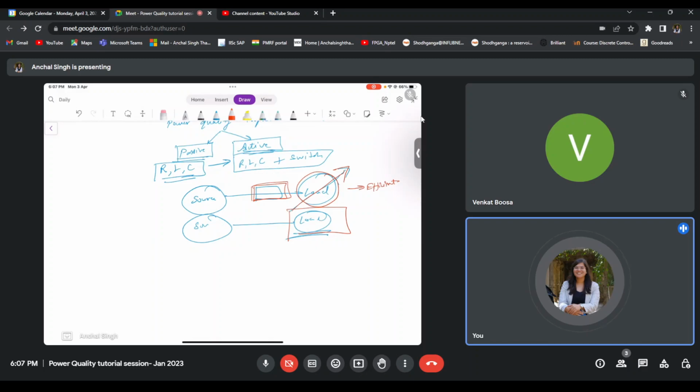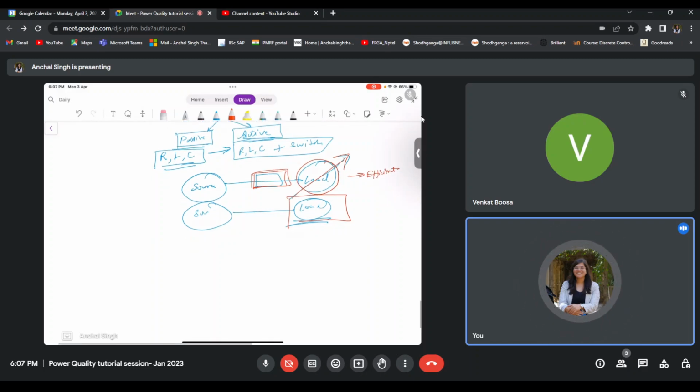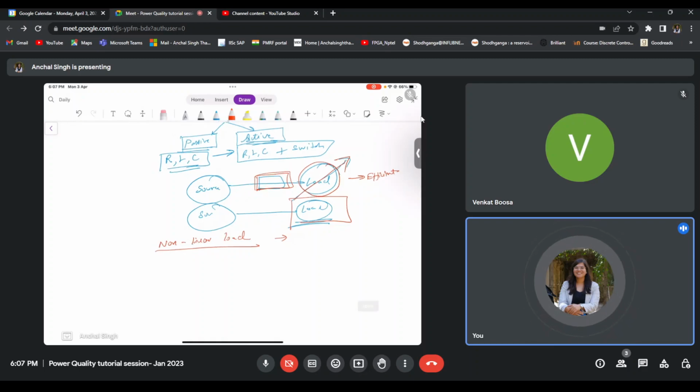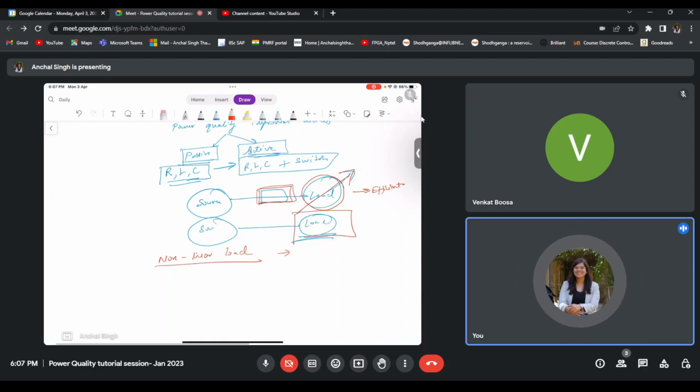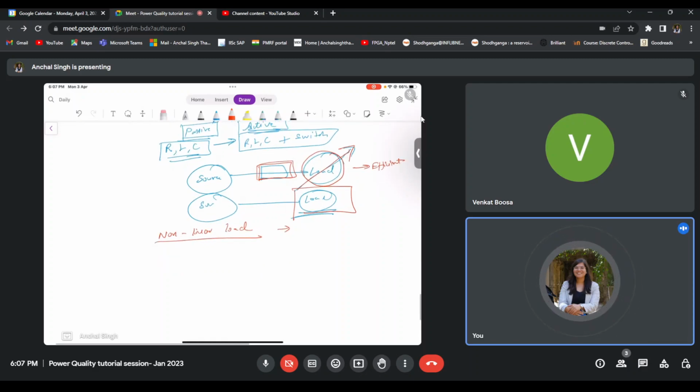In order to understand what kind of problems are there in the load, in one of the weeks we also studied non-linear loads and how to analyze them, how to obtain the waveforms of these non-linear loads, and how to obtain the RMS values of the overall waveform and the RMS value of the fundamental component. All these things we looked at in one of the weeks. So we try to understand the problems with the load, and then tackle them using passive and active compensators.